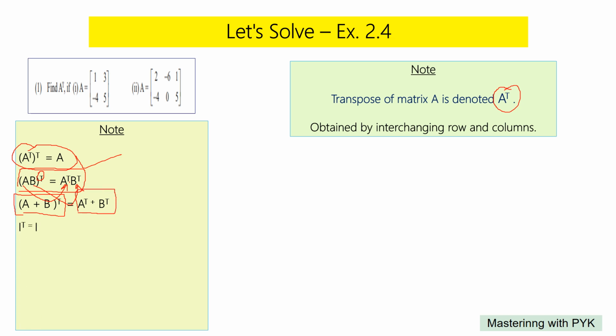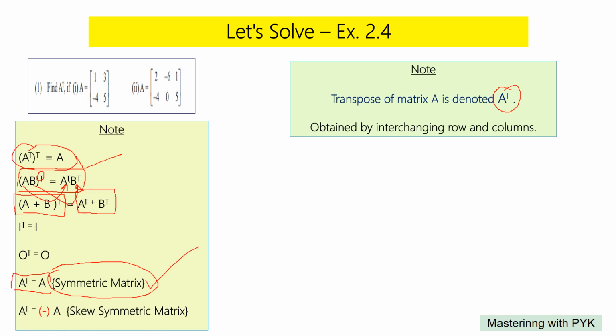The transpose of an identity matrix, or unit matrix, remains the same, so it is an identity matrix itself. The transpose of a null matrix is the same as the null matrix. Here we will be understanding two more concepts, the symmetric matrix and the skew symmetric matrix. If the transpose of the matrix is the same as the original matrix, it is called a symmetric matrix. And if the transpose of the matrix is the negative of the original matrix, it is called a skew symmetric matrix. So here it's very simple.